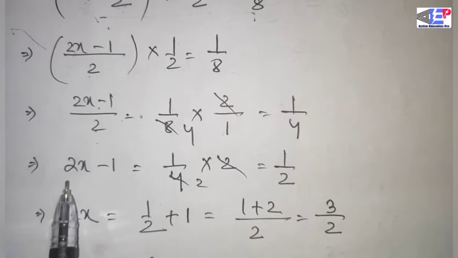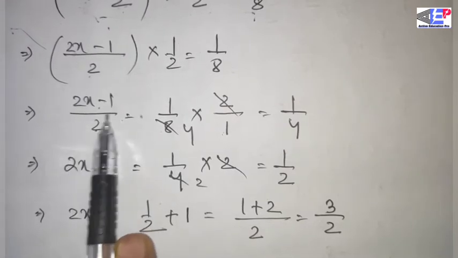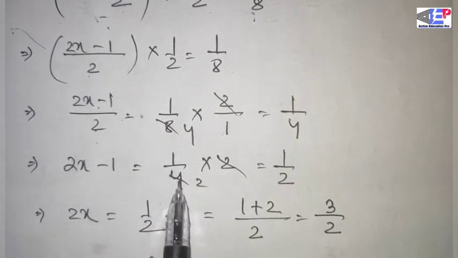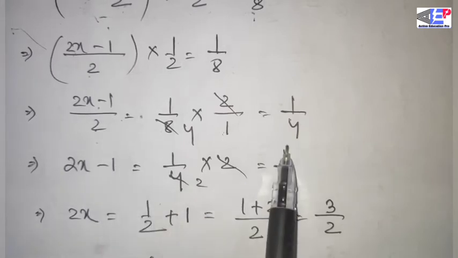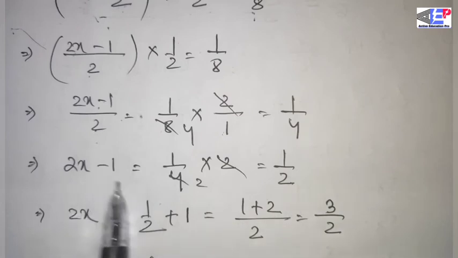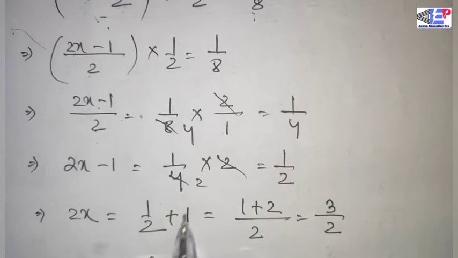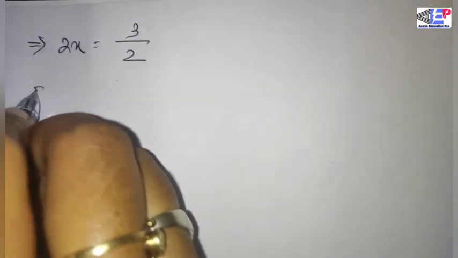Now in 2x minus 1, here 2 is dividing the 2x minus 1, which means on our right side it will multiply with the constant 1 by 4 into 2. 2 fours are 4, so the final result is 1 by 2. Then 2x minus 1 is equal to 1 by 2. This minus 1, when transferred to our right side, will become plus 1. Then 2x is equal to 1 by 2 plus 1, and after solving it will become 3 by 2. So 2x is equal to 3 by 2.